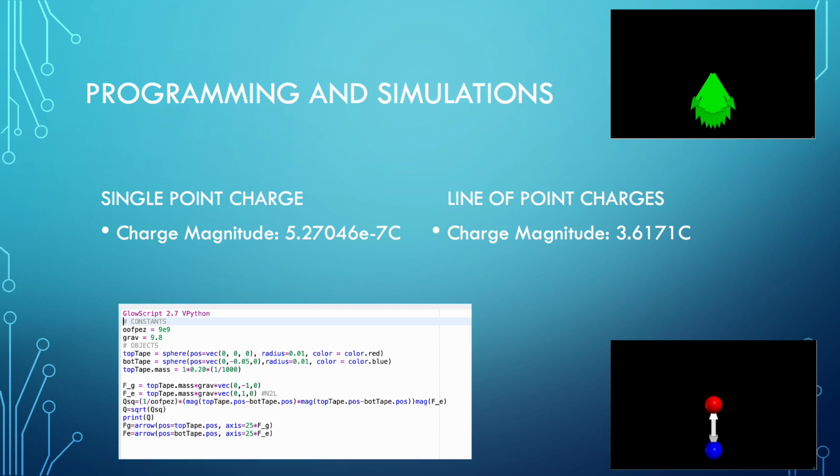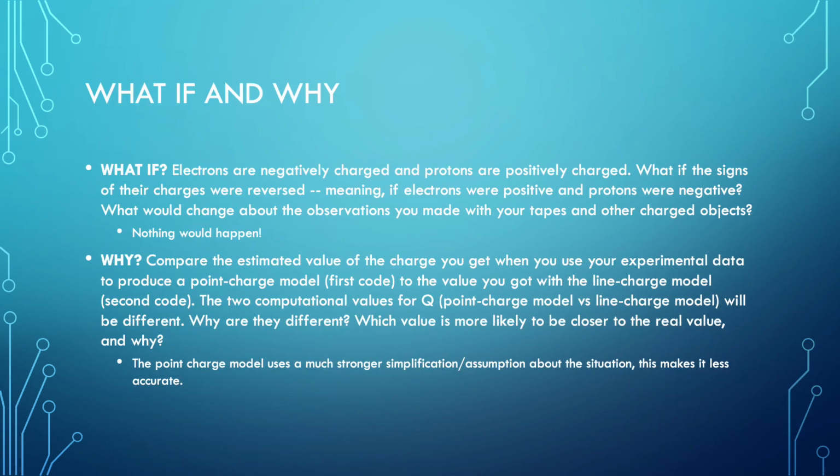Note that there are a bunch of assumptions that we're making throughout this. One of the main ones is that, obviously for the point charge, we can treat each tape as a point charge, and separately that the force is evenly distributed throughout the tape. It's a fair assumption as well that each tape is identical, and that they have the same charge because they were created and prepared in the exact same way. Regarding the line of point charges, the key difference in assumption is that we're treating each tape as a line of point charges as opposed to one.